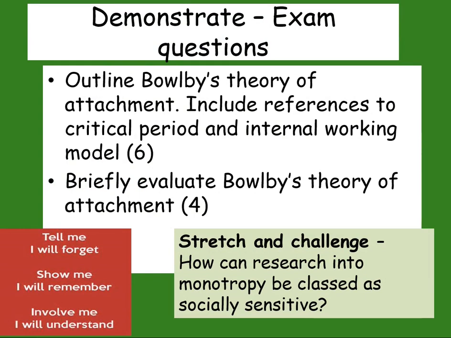So, in order to recap and just to demonstrate using some exam questions, number one, please ensure that you can outline Bowlby's theory of attachment. It will want references to the critical period and the internal working model. I would also bring in monotropy. That's why that little mnemonic is useful, because you should access the full 6 marks with that. Briefly evaluate Bowlby's theory of attachment. I've done it through research today, but I will start to show you how you can do it using some of the issues and debates, talking about free will, determinism and so on.